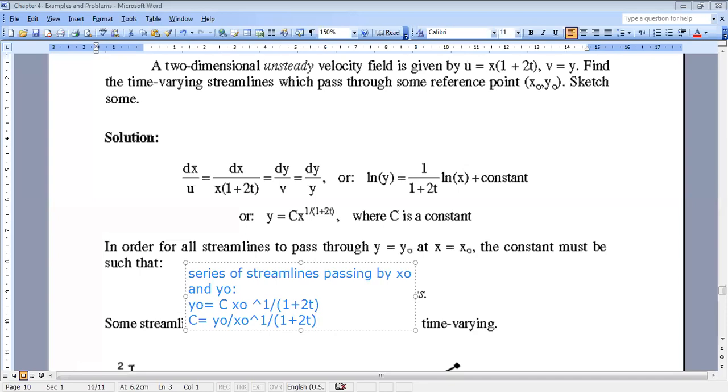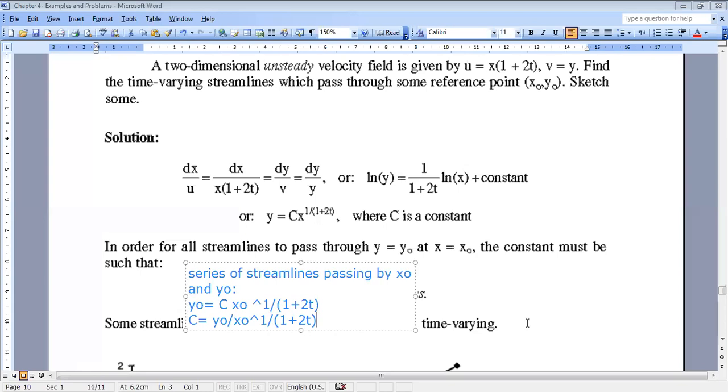When you find this equation, you can find the streamline that will pass by this point at t equals 0. You can find the streamline that passes by this point at t equals 1. All you have to do is to replace t by the different possible values it can have. The important thing is that they all pass through x0 and y0, but the difference is at different times.